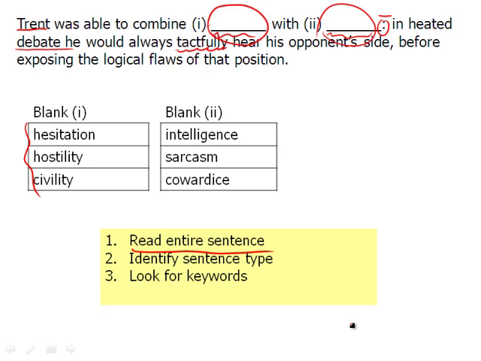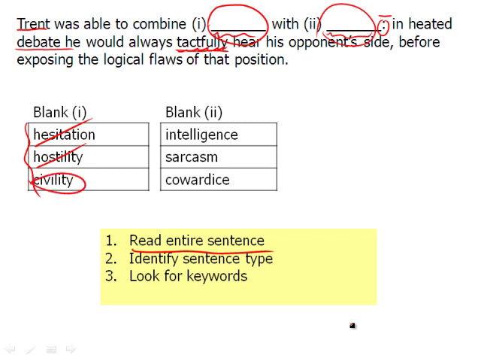So Trent was able to combine blank. Well, he tactfully listened to his opponent's side. To be tactful is to be sensitive in a social setting. And so what word here means, I am going to be sensitive to you and polite? Well, hesitation, no. Hostility, definitely not. If one exercises civility, on the other hand, that person is being kind in a social context. They're being tactful, and there's our answer for the first blank.